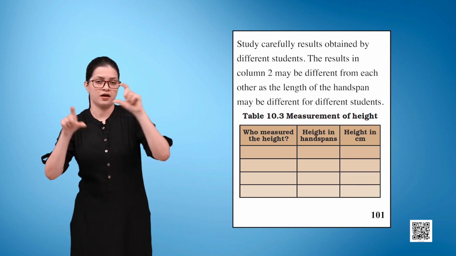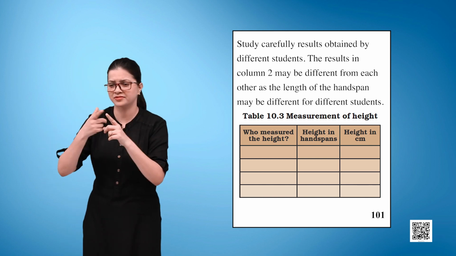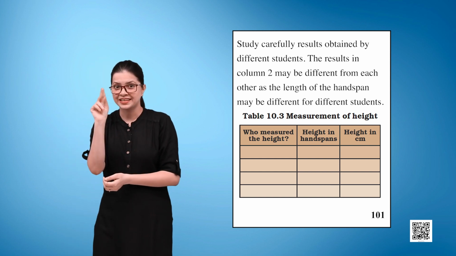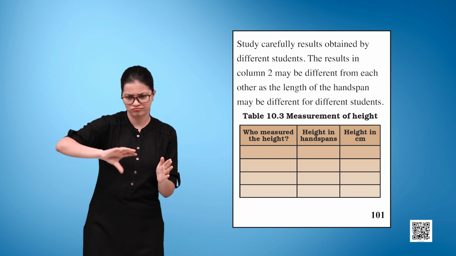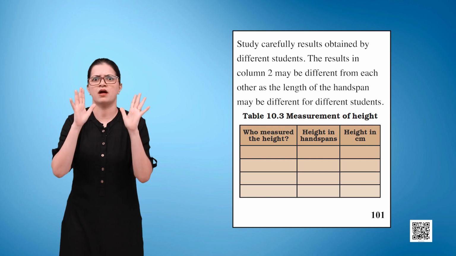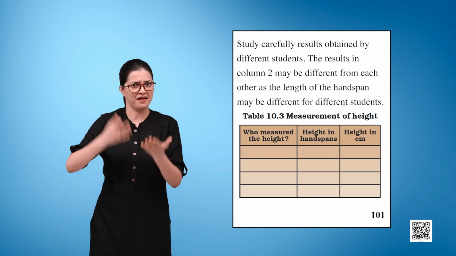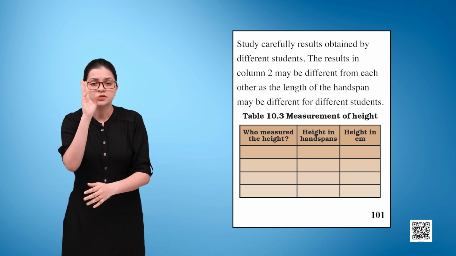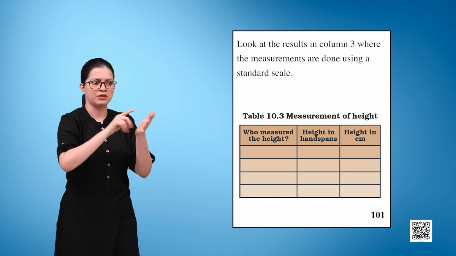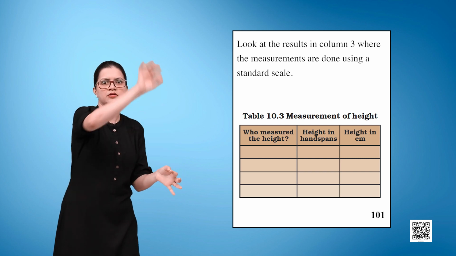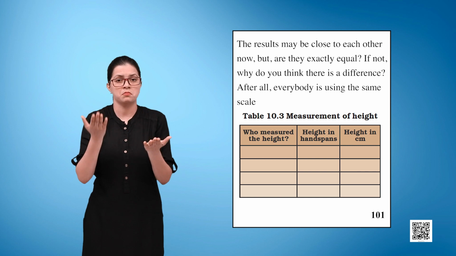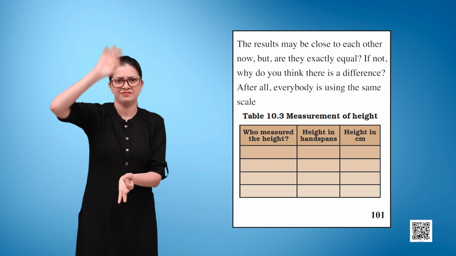Study carefully results obtained by different students. The results in column 2 may be different from each other as the length of the handspan may be different for different students. Look at the results in column 3 where the measurements are done using a standard scale. The results may be close to each other now.